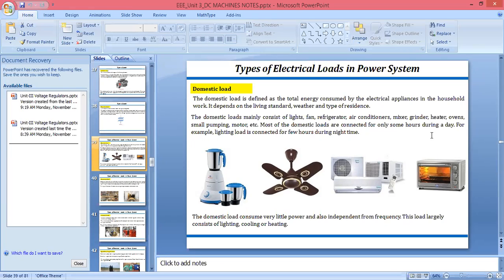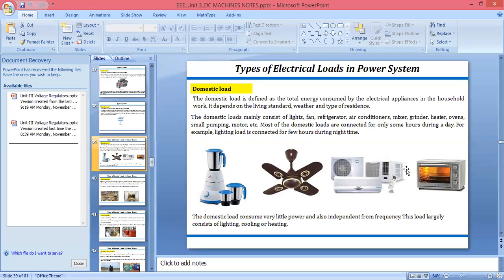You can say these are nothing but the domestic load. If you see, most domestic loads are connected for only some hours during a day, and some we are using continuously. We are using the fan most of the time. But microwave, oven, these we are not using continuously. These are also domestic because we can use these devices at our home. These devices we are calling the domestic load.